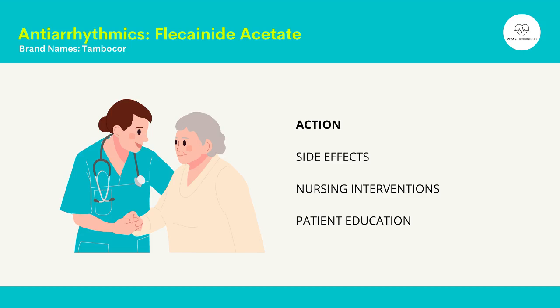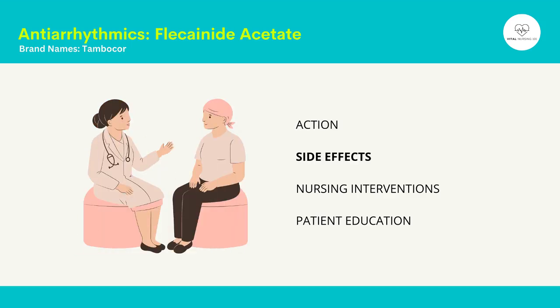Side effects are the following. With the central nervous system, side effects are dizziness, headache, lightheadedness. Cardiovascular system side effects are new or worsened arrhythmias. ENT side effects are blurred vision and other visual disturbances. Gastrointestinal side effects are nausea, constipation, abdominal pain, vomiting, diarrhea. Respiratory side effects are dyspnea.